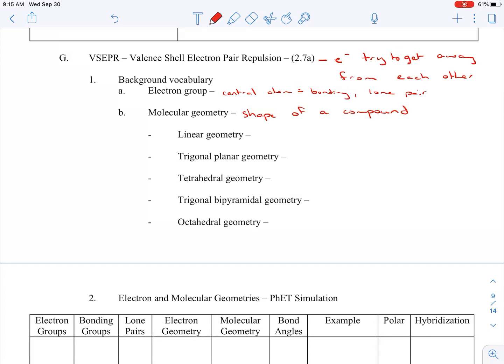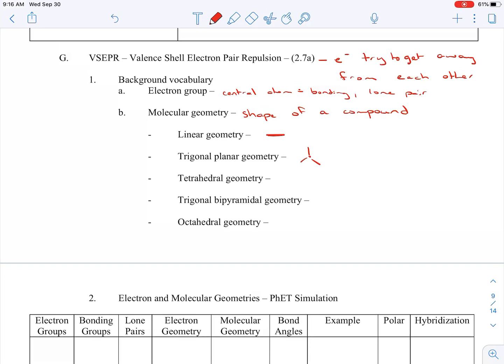So these are our main shapes. We've got linear, which is literally what it is. The structures are 180 degrees from each other, just a line shape. Trigonal planar means that we have one in the middle, and then we have one at the top, one at the bottom, and it makes a triangle, and it's also within the plane.